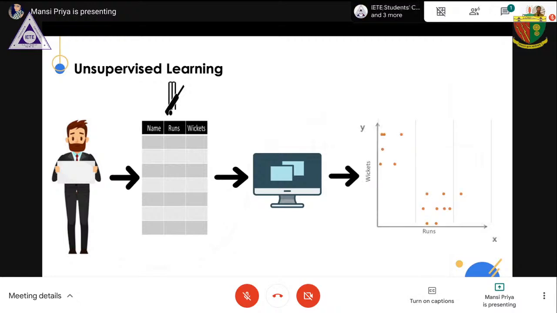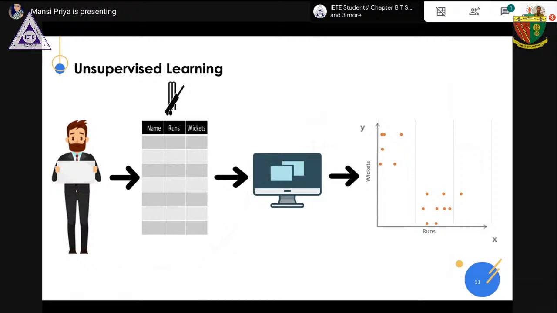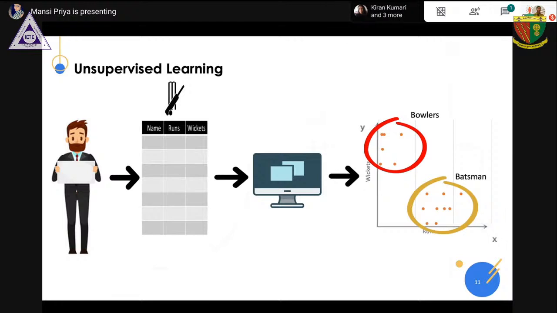Here you can see there are two separate clusters that are being found. There are people who take more wickets but less runs, and there are some people who take more runs and less wickets. So these two form two separate groups. Using your common sense, you can say that the people who took more wickets and less runs are the bowlers, while the people who took more runs and less wickets are the batsmen.